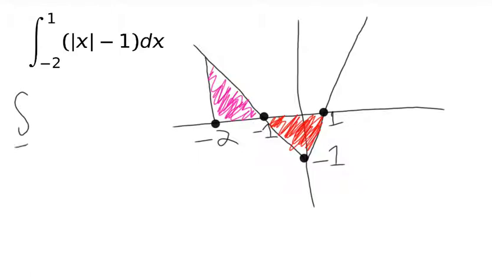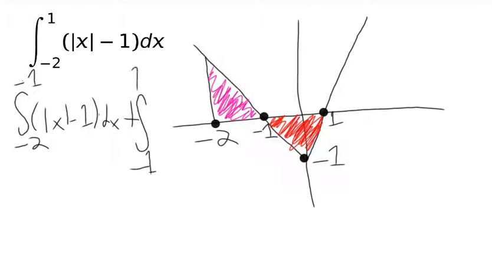So the first part is integral from negative 2 to negative 1 of this function, absolute value of x minus 1 dx. And then we add this with the red part, which is the integral from negative 1 to 1 of absolute value of x minus 1 dx. And again, we can find each of these areas using geometry.